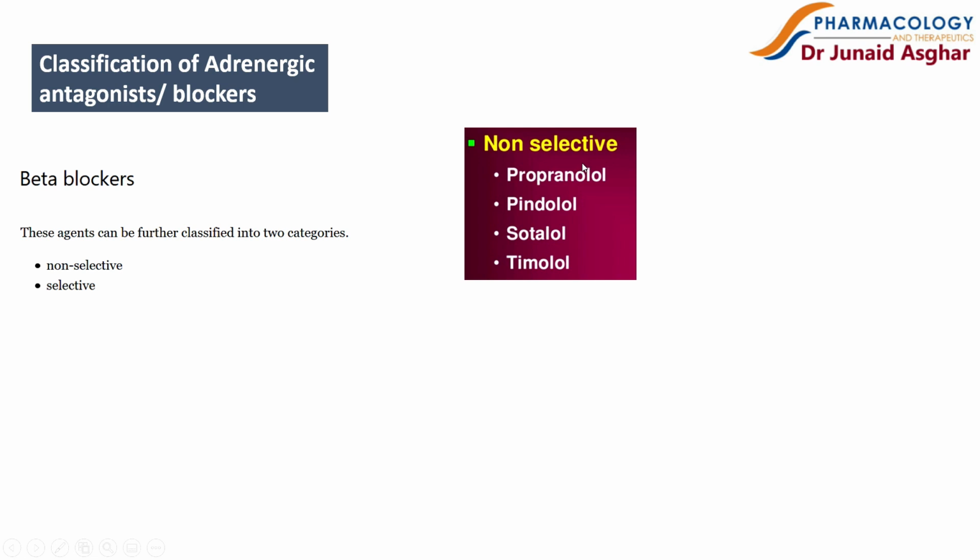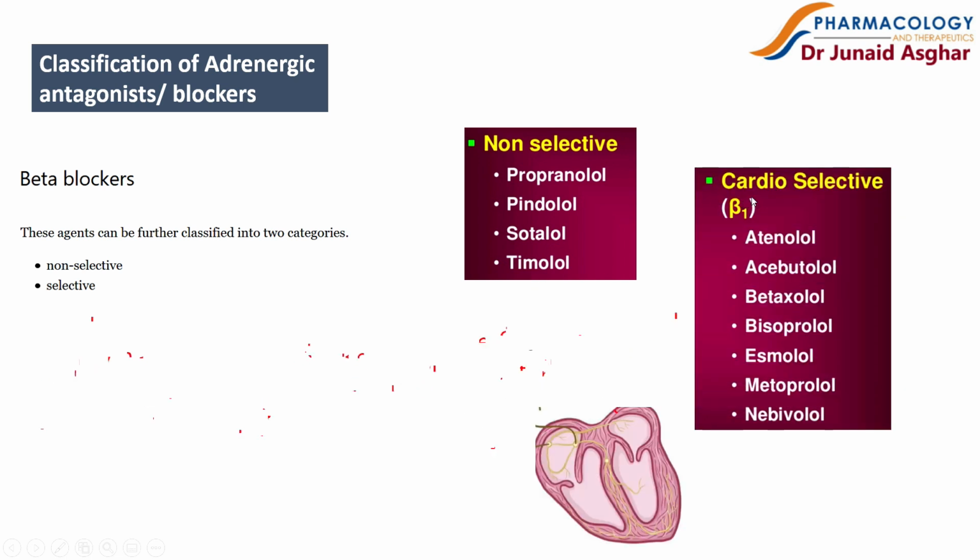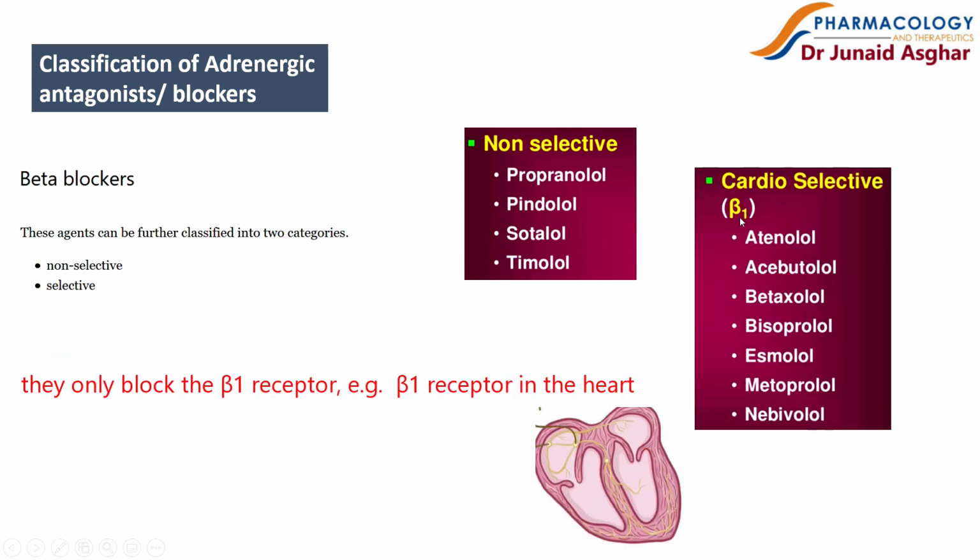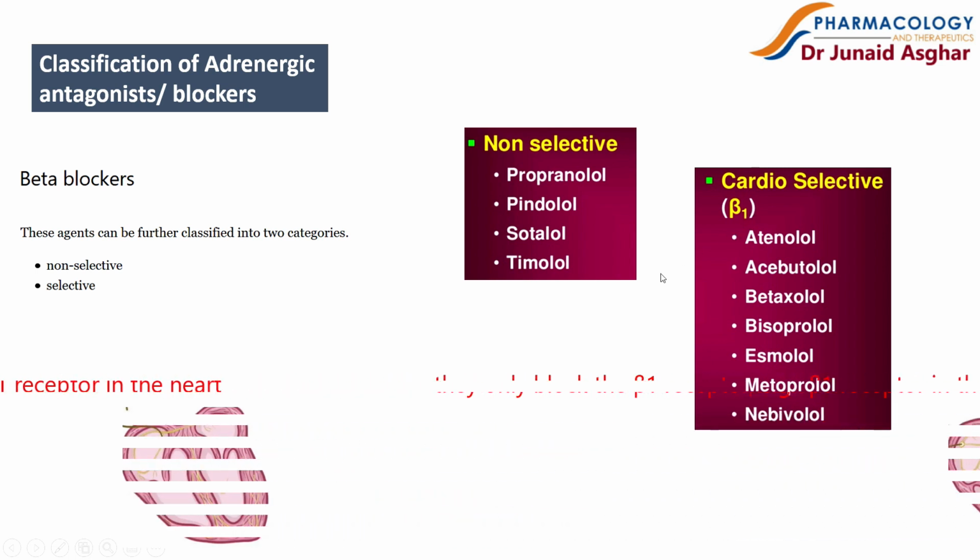So let's classify the beta blockers. The non-selective ones include propranolol, pindolol, sotalol, and timolol, whereas cardioselective or beta-1 selective drugs include atenolol, acebutolol, betaxolol, bisoprolol, esmolol, metoprolol, and nebivolol. So they only block the beta-1 receptors present in the heart, and therefore they are preferred drugs for hypertension and other heart-related conditions.